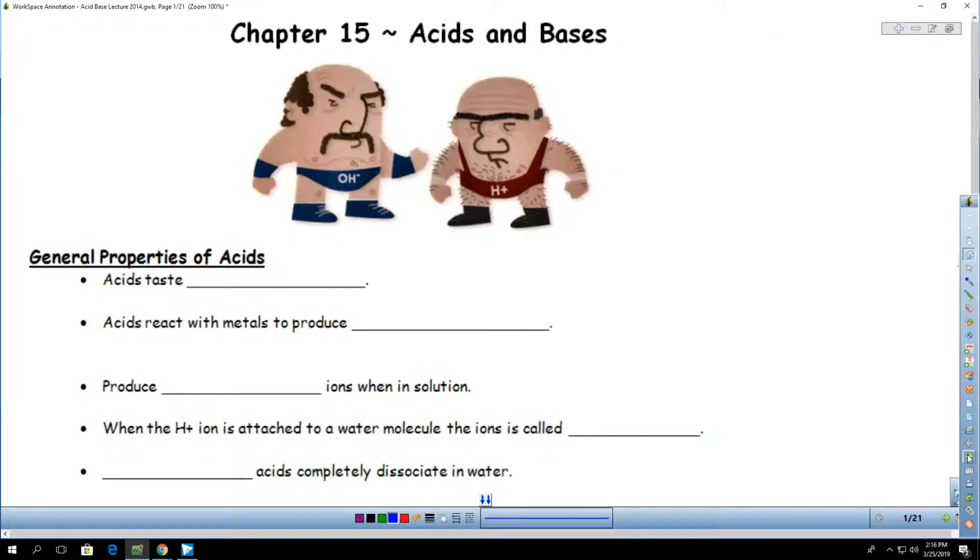Welcome to the world of acids and bases. I feel like it's a disservice if you graduate from a high school chemistry class and you don't know what an acid or a base is. So here it is. All your hopes and dreams are about to come true, right?